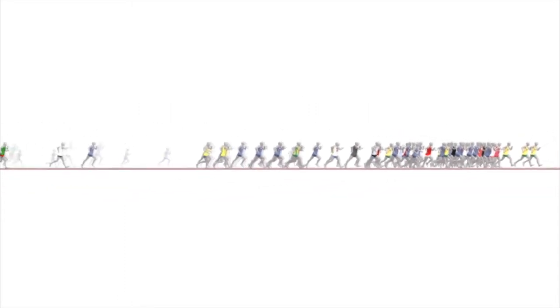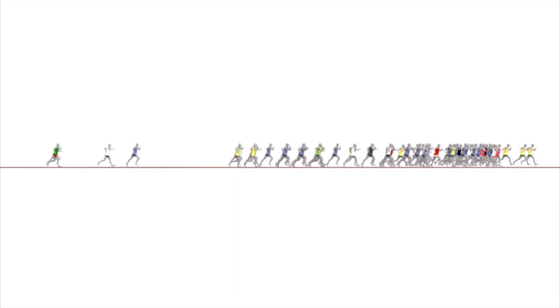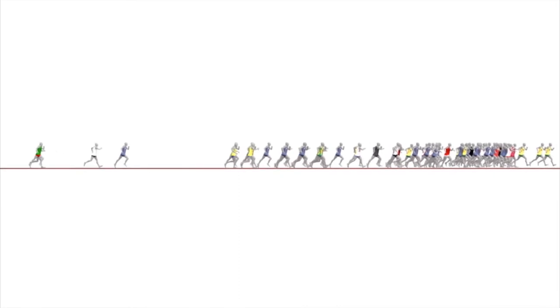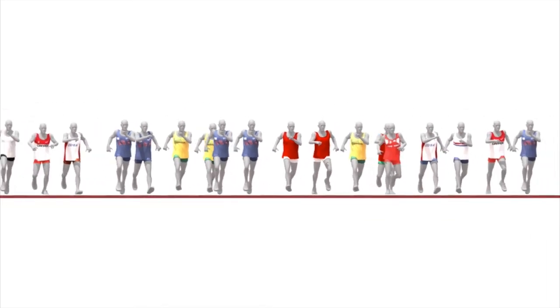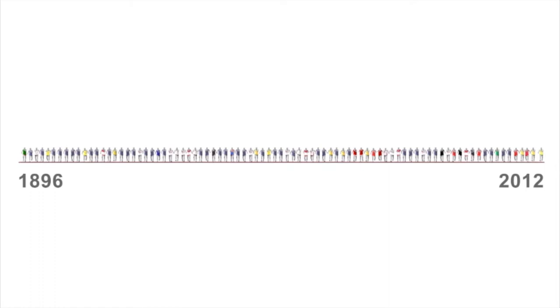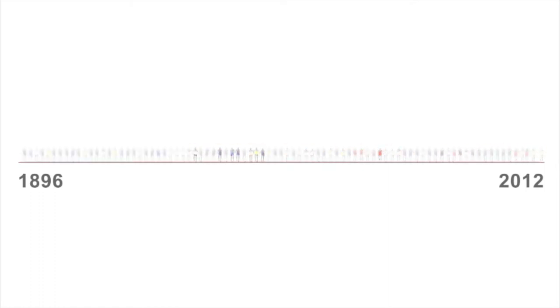Still, it's not like those Olympians were slow. Despite more than a century of improvements in nutrition, fitness, footwear and track surfaces, the difference between today's athletes and the fastest humans of the 19th century? Just about 3 seconds.